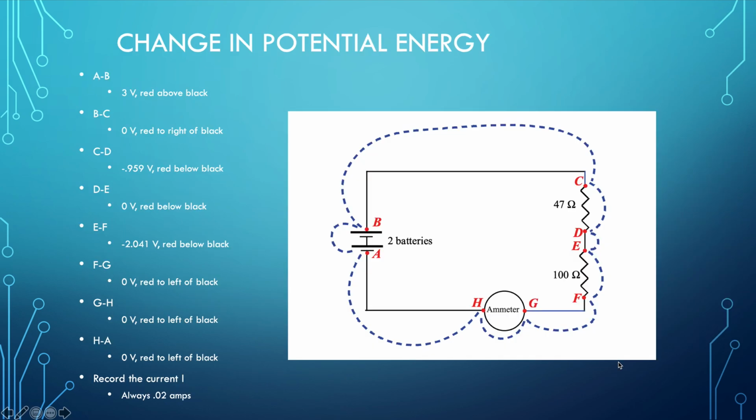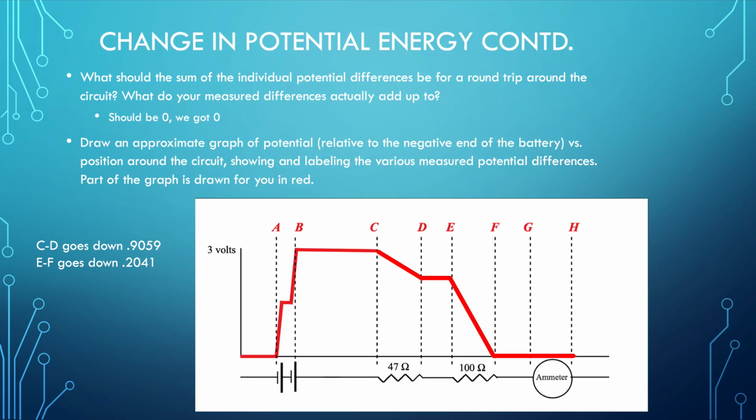Next, we used the voltmeter to solve for the change in electric potential at different points along the circuit. From A to B, with the red node above the black one, we got 3 volts. From C to D, we got -0.959 volts with the red below the black. And from E to F, also with the red below the black, we got -2.041 volts. Along all the wires and the ammeter, we got 0 for our change in electric potential. And the whole time the current read 0.02 amps.